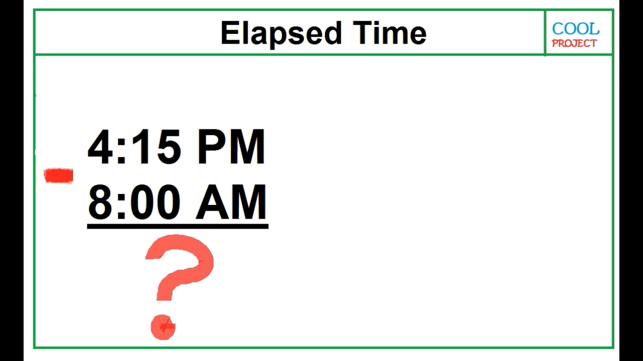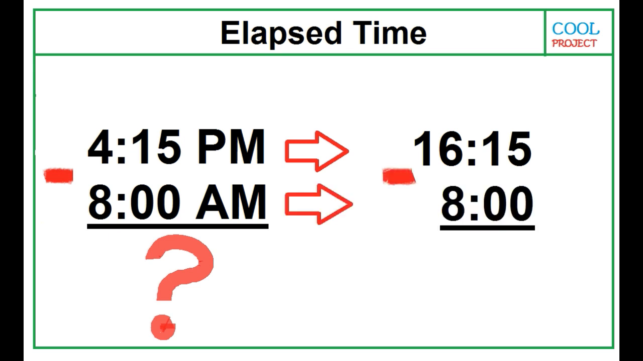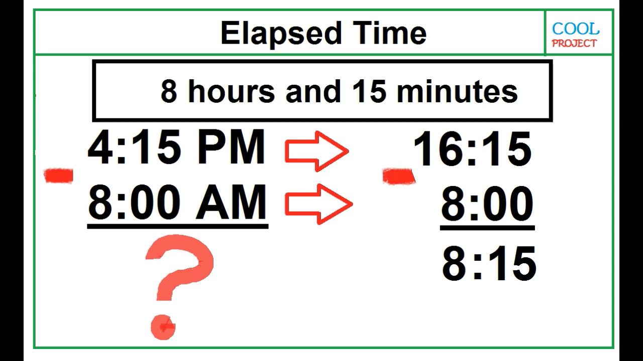Since we cannot immediately subtract 8 a.m. from 4:15 p.m., rewrite 4:15 p.m. to its equivalent number of hours by adding 12. 4:15 p.m. is just equal to 16 hours and 15 minutes. Now we can subtract 8 hours. 16 hours and 15 minutes minus 8 hours is just equal to 8 hours and 15 minutes.